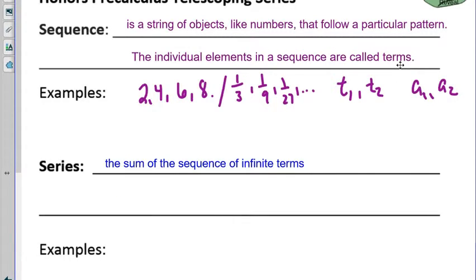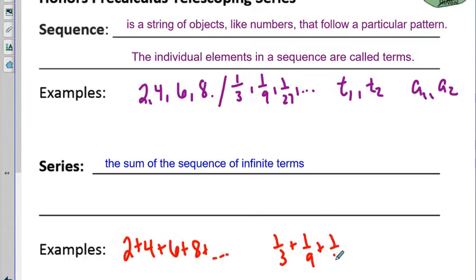So some examples would be to take the same terms that we have from the sequence and write them with addition signs in the middle. So 2 plus 4 plus 6 plus 8, dot, dot, dot. Or a third plus a ninth plus a 27th, dot, dot, dot.